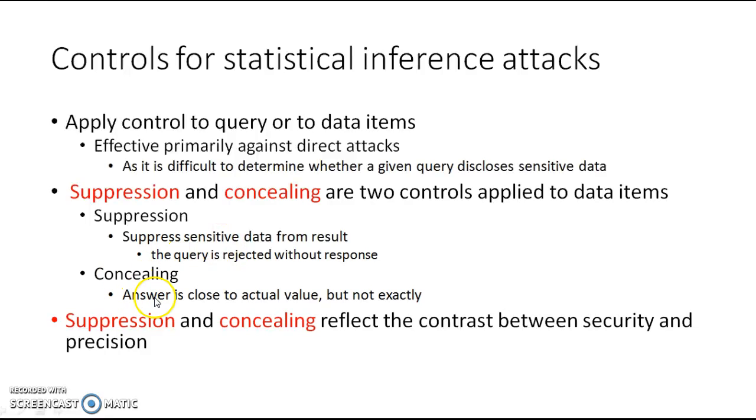Concealing is that you answer some of the query, and the answer is close to the actual value but not the exact value. Suppression and concealing reflect the contrast between security and precision. Okay, so between security and precision, suppression and concealing, these are two phenomena that exist.